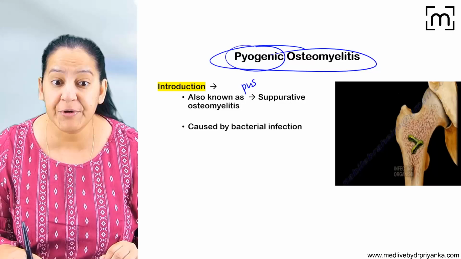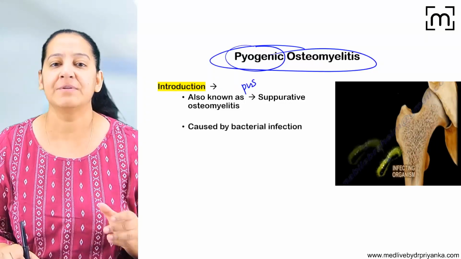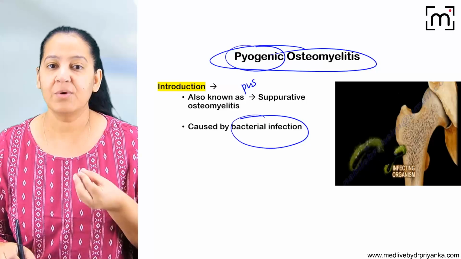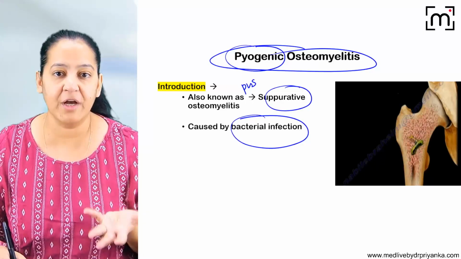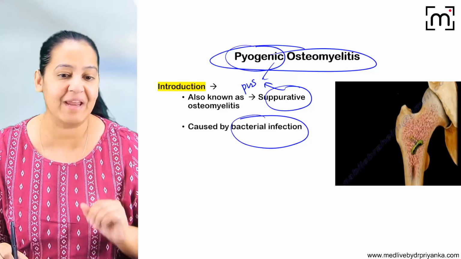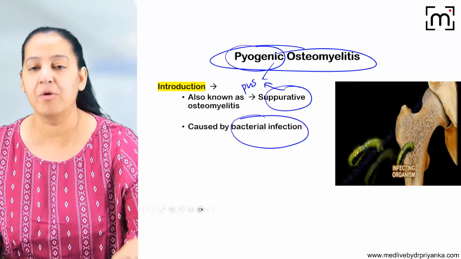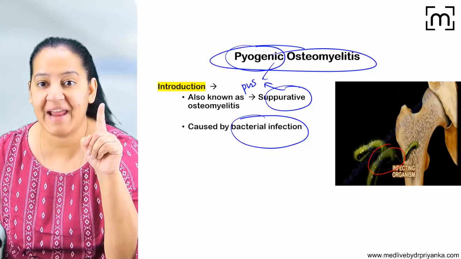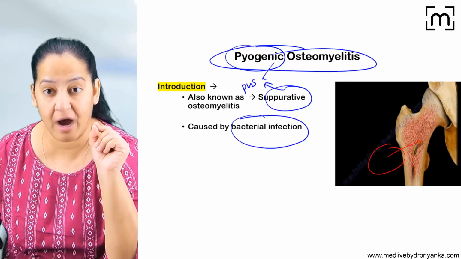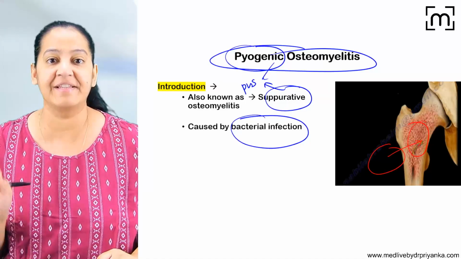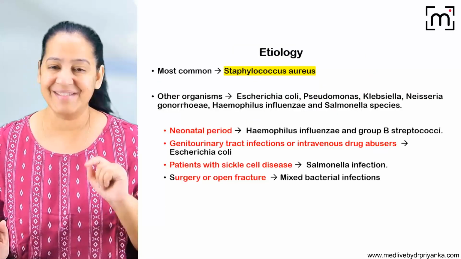Pyogenic means pus producing bacteria. So it is caused by the bacteria which produce pus inside the bone. So it is suppurative. The meaning of suppurative is also pus. So pyogenic, suppurative, it is a pus forming infection. So here in the diagram, in the video also, you can see these are the bacteria which are entering inside the bone and bone marrow, and after entering, they are producing pus inside the bone and bone marrow. That is pyogenic osteomyelitis. So that is the introduction.